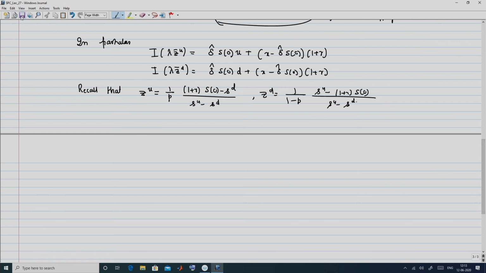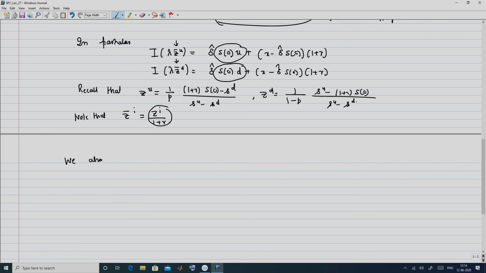So, note here that this s 0 of u is nothing but s^u, little s of u, and s 0 of d is little s superscript d. Now here we have used the notation z bar of u and z bar of d. Accordingly, note that this notation z bar of i, where i could be u or d, is z superscript i over 1 plus r. So, basically this is the discounted value of z.